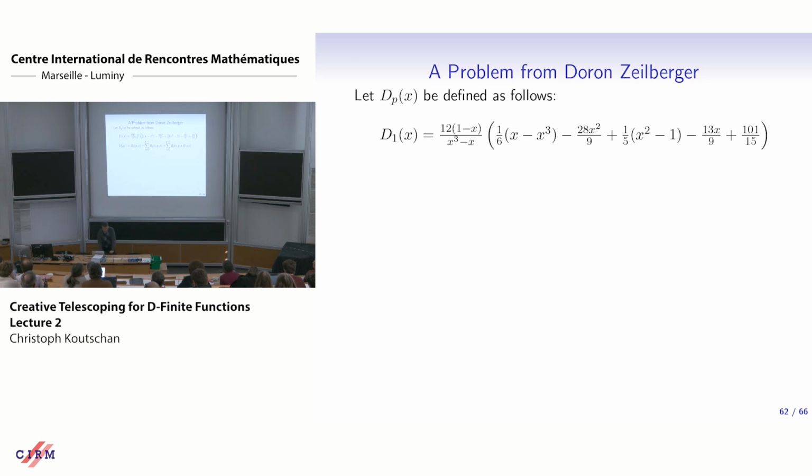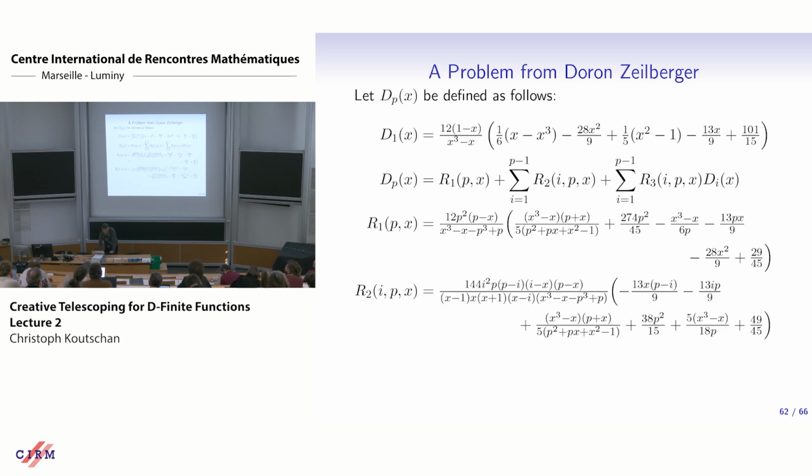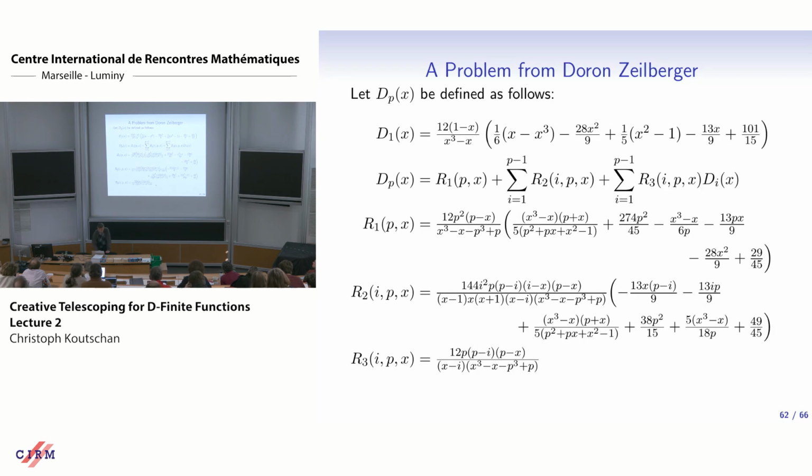So the p-th member of this sequence is given by a certain rational function R1 that looks like this. Then another part that is a sum over another rational function R2. R2 looks like this, and it doesn't really matter how it looks. It's a rational function. These two things are not problematic. But the third sum says we should take the sum over all the previous values of the sequence, again multiplied by a certain rational function that is given here.